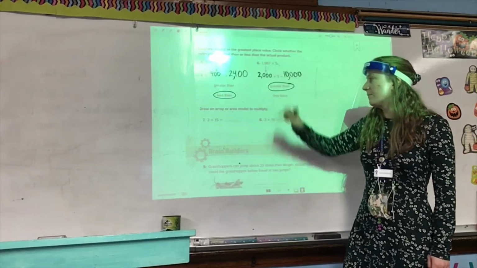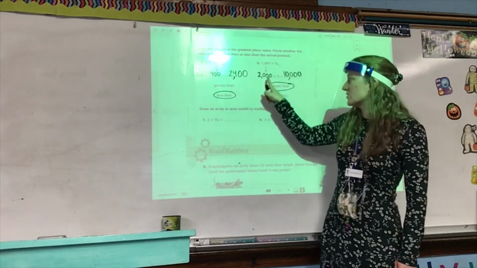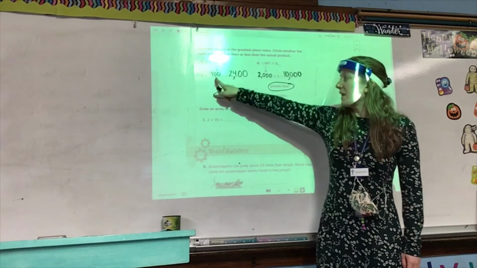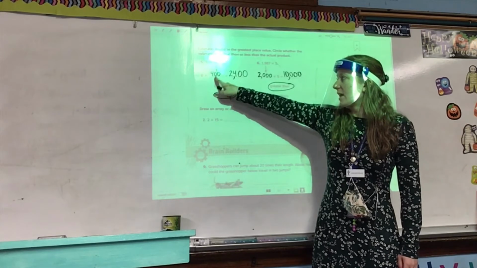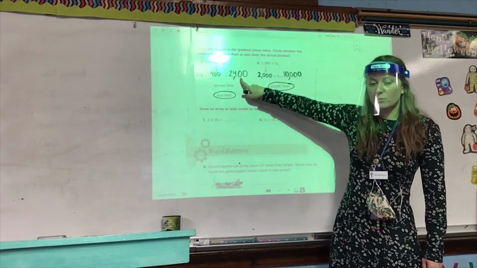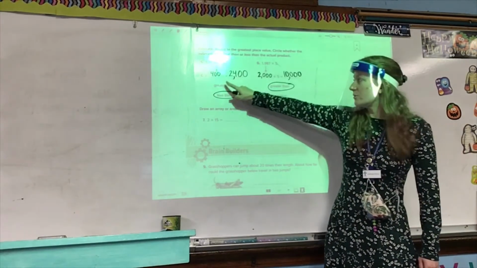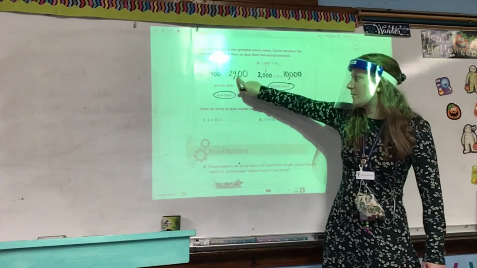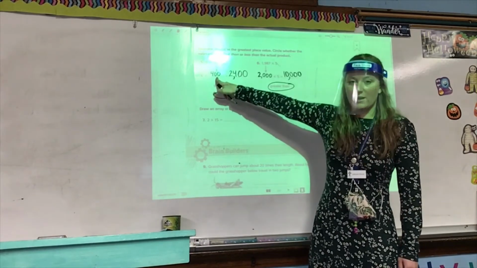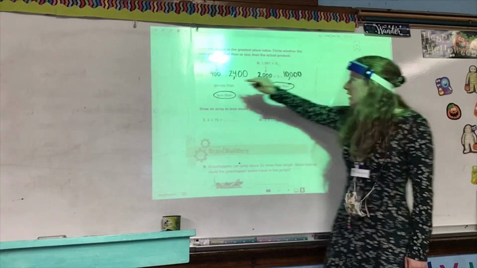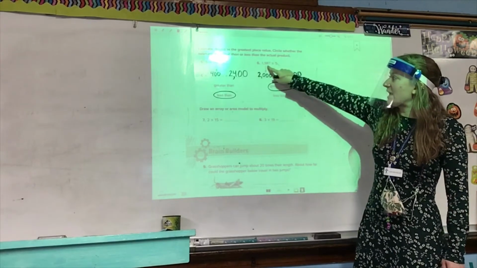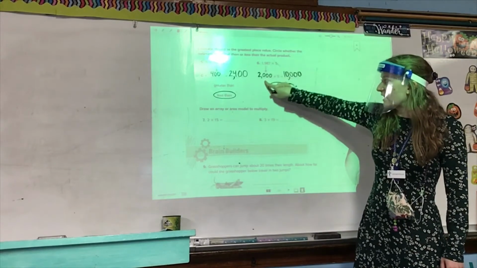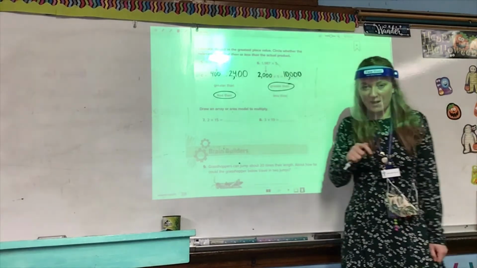Good. Remember, if the estimated factor is greater, then the answer will be greater. If the estimated factor is less, then the estimated product will be less, because you're multiplying it by a smaller number. If you take 423 and repeat it 6 times, you're going to end up with a lot more than if you take 400 and repeat it 6 times. If you take 1,987 and repeat it 5 times, you're going to end up with a lot less than if you took 2,000 and repeated it 5 times. Okay?